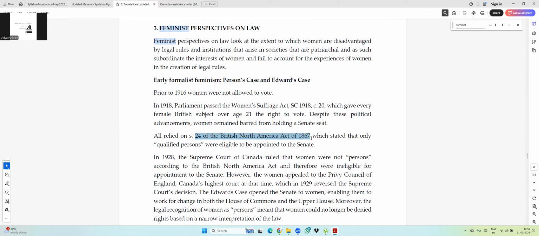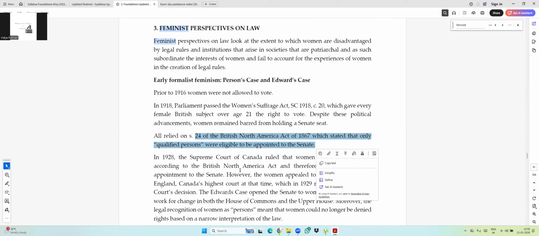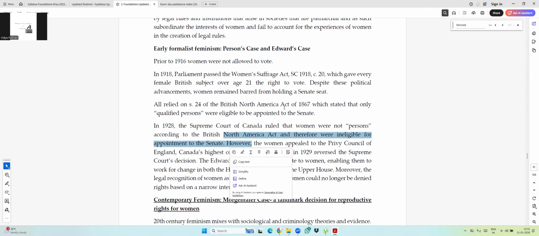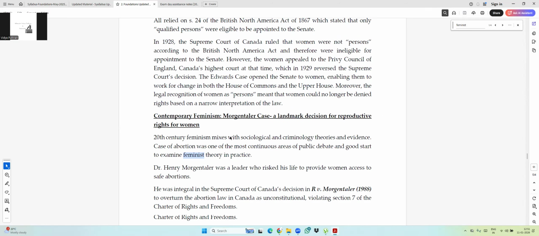There's also the thing where, I don't remember the decade, but they said that for the Senate, women are not qualified persons. Section 24 of the British North America Act of 1867, which is now called the Constitution Act of 1867, stated that only qualified persons could be appointed. You can connect it with the interpretation: persons was earlier thought of as men. You have to connect this with early formalist feminism and all these things from your notes. Just try to point it out over there.